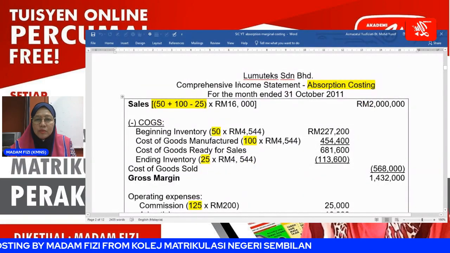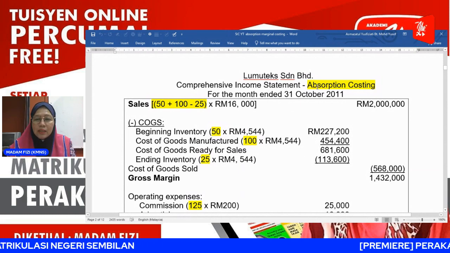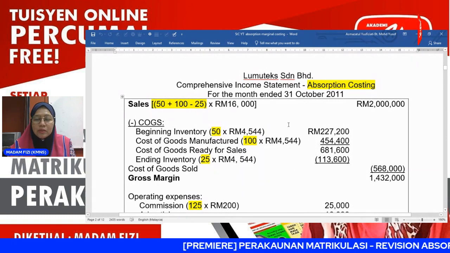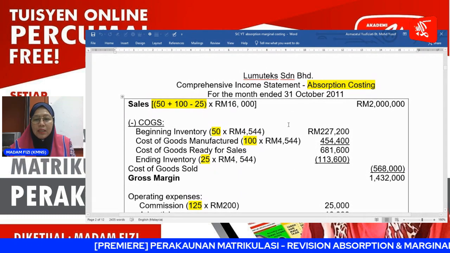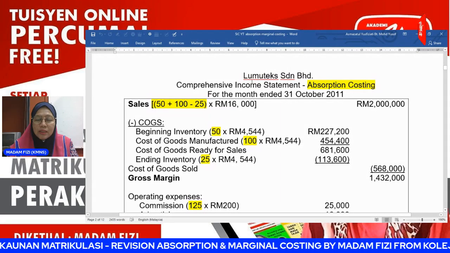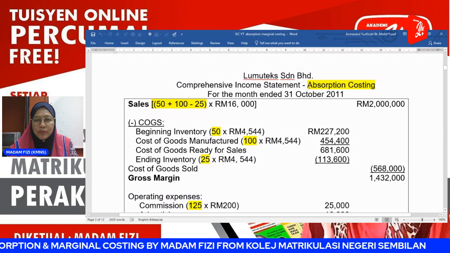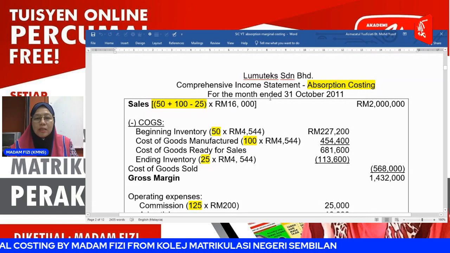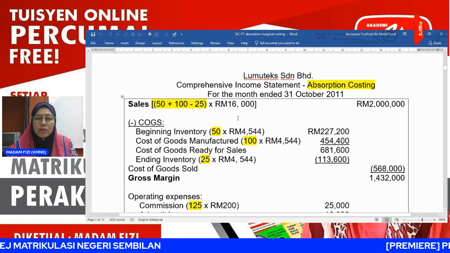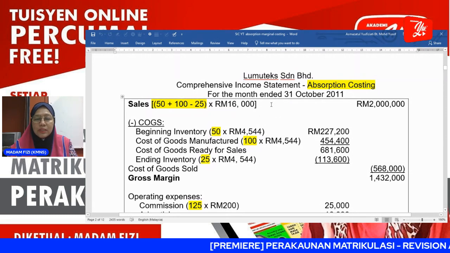Okay, for absorption costing, okay, the format adalah sama kan? Sebab dia absorption costing, format dia adalah sama macam income statement yang biasa kita buat. Okay, so dekat sini, don't forget when you write the income statement, you have to mention the absorption costing. Okay, kalau marginal, you have to mention the marginal costing. Okay, yang lain tu macam biasa, for the month ended 31st October 2011.